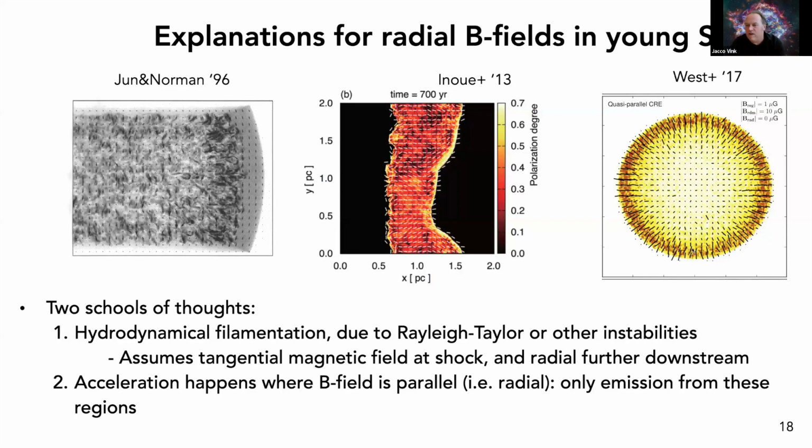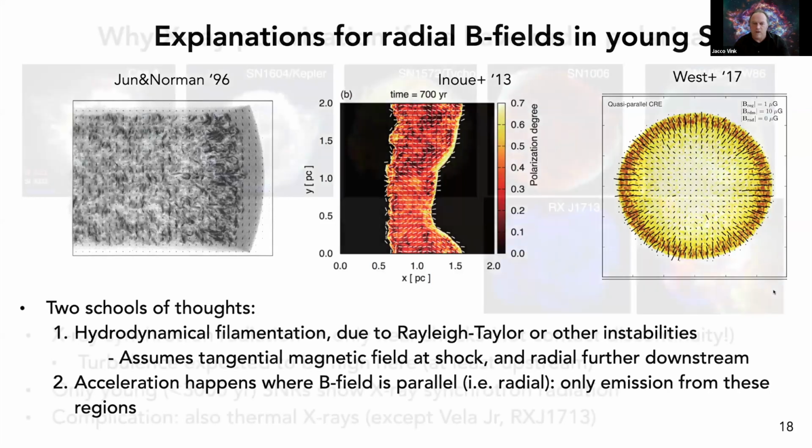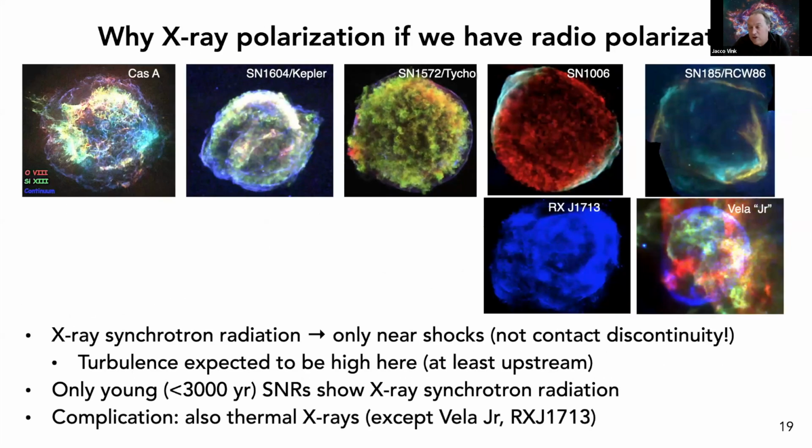And then there was another theory by West et al. That said, well, maybe we have a sort of an observational bias. We only see synchrotron radiation from those parts where we have a parallel magnetic field. There is some evidence that if you have a parallel magnetic field, so basically a radially oriented magnetic field, you have better particle acceleration. And if only in those pockets where you have a radially oriented magnetic field you have particle acceleration, then it looks like it's radially oriented, but it's just an observational bias. You don't see emission from the in-between region, so to speak. So this is sort of the scene that we had before IXPE arrived.